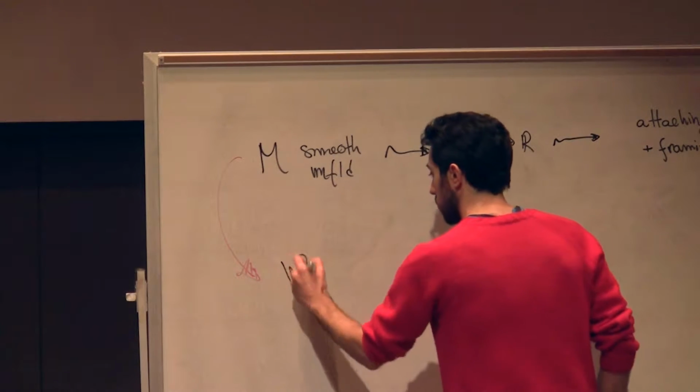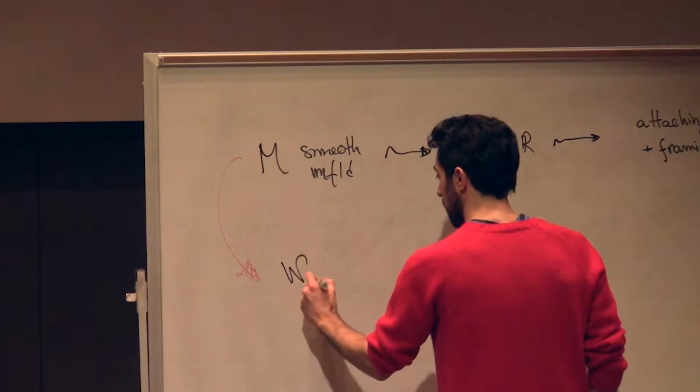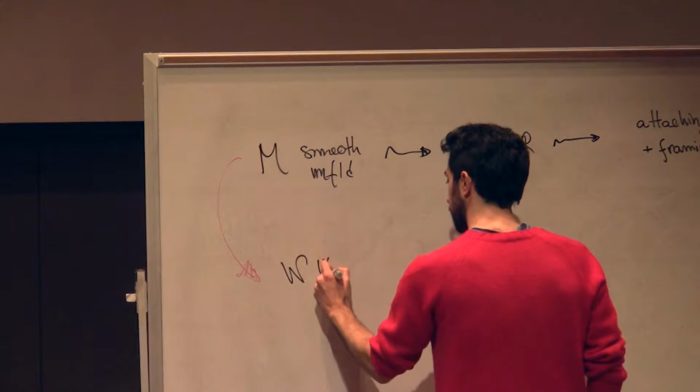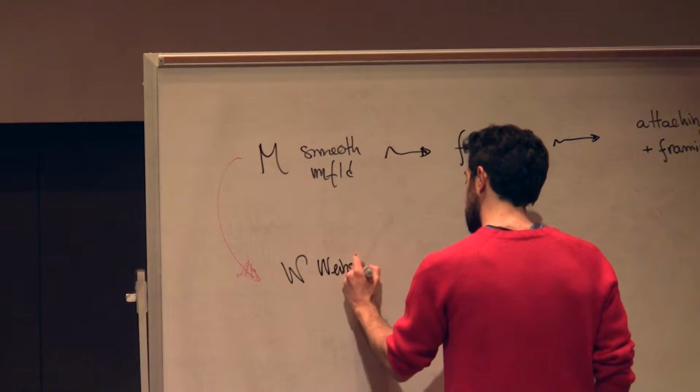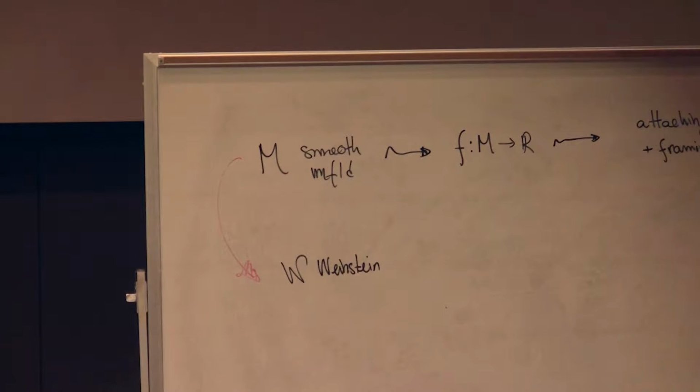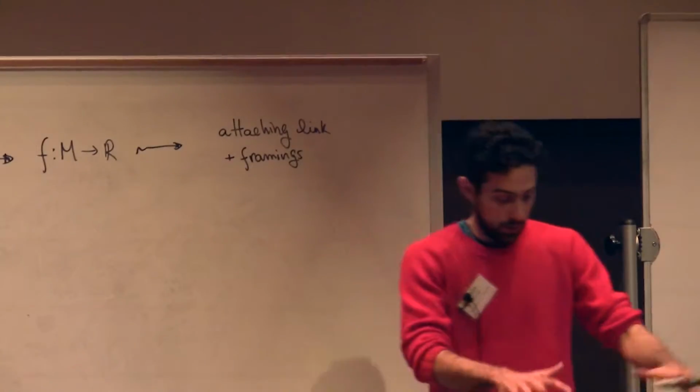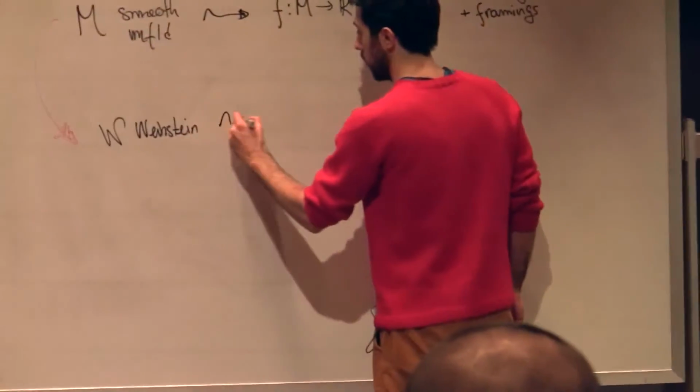So what you now consider here is a Weinstein manifold. Recall that this is just an open manifold, which is Liouville, and it has this plurisubharmonic function, which allows us to say that W is obtained by attaching some Weinstein handles. So how do you get that?